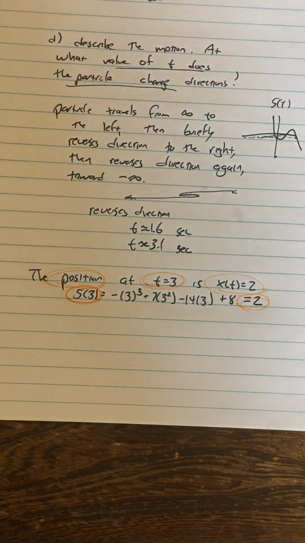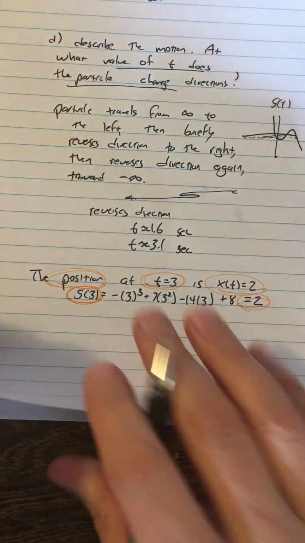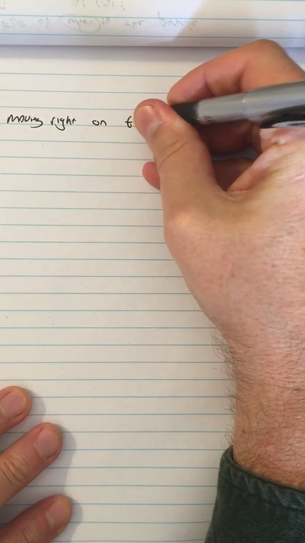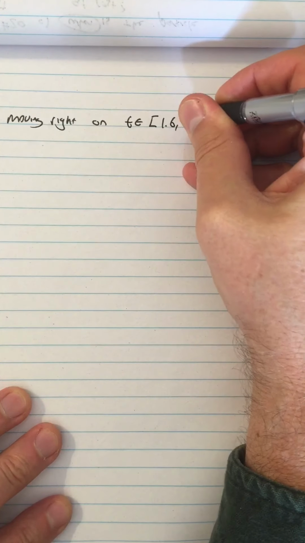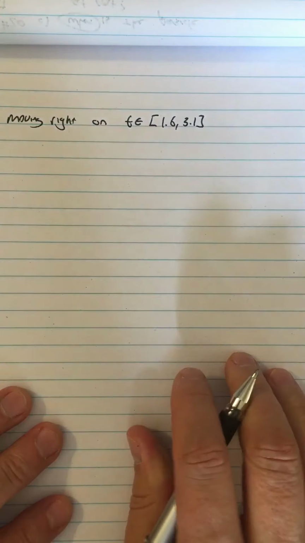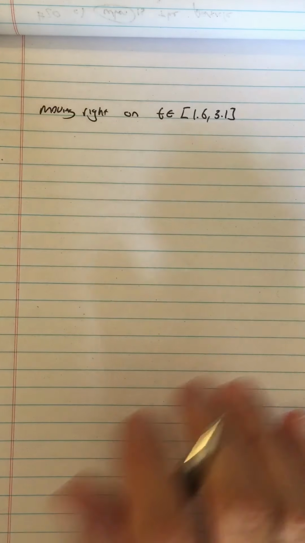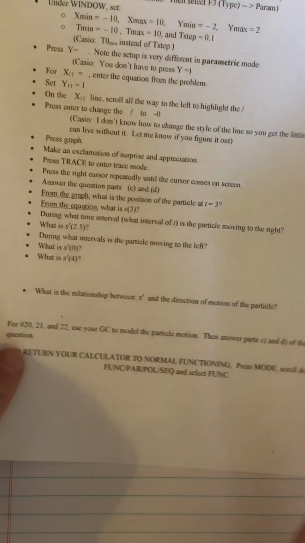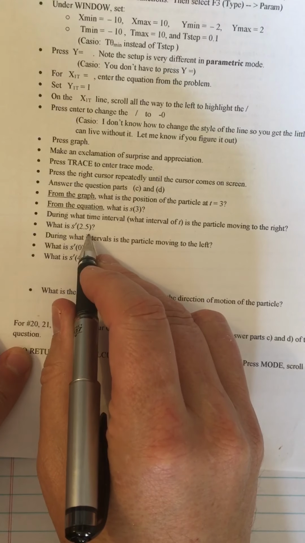So the particle is, I'm going to start a new page for this. Particle is moving right on approximately, so what do we have? 1.6 to 3.1. T is an element of 1.6 to 3.1, approximately. Okay, so then the next question is, so then it asks, what is s prime of 2.5?